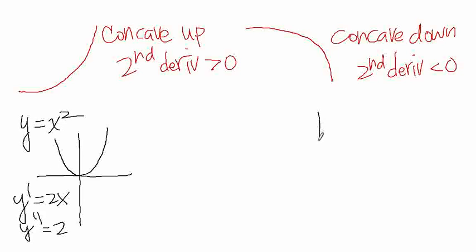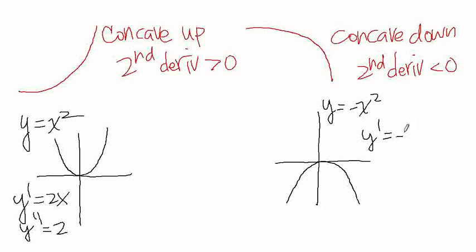An example of a function that's concave down everywhere, where the second derivative is negative everywhere, is y equals minus x squared. For that example, y prime is minus 2x, y double prime is minus 2. So it's always negative. So it's always going to be bending down.